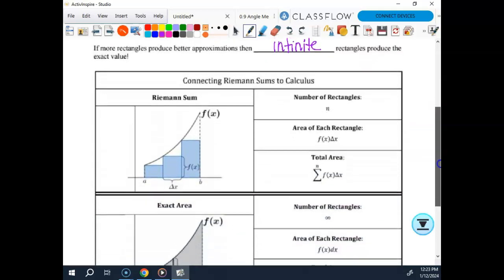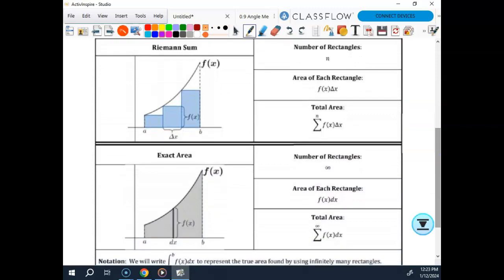Okay, so we're connecting Riemann sums to calculus. So here's our Riemann sum, which is something that you will be required to do on the AP test. So even though we're going to find the exact way to do it, that approximation is still something important. It's not like we just look at it to make the connection. That's something that we still have to be able to do. So our number of rectangles in this case is 3. We find the area of each rectangle. So notice that it's f of x times delta x. So that's your y value times the change in x, which is your width of interval.